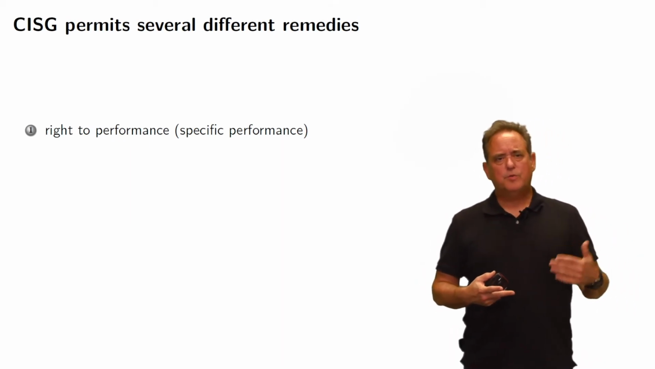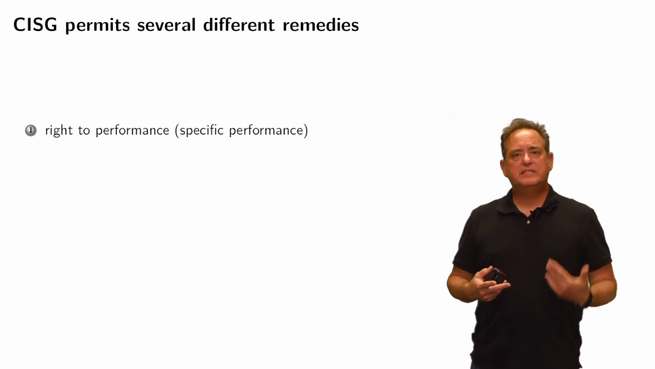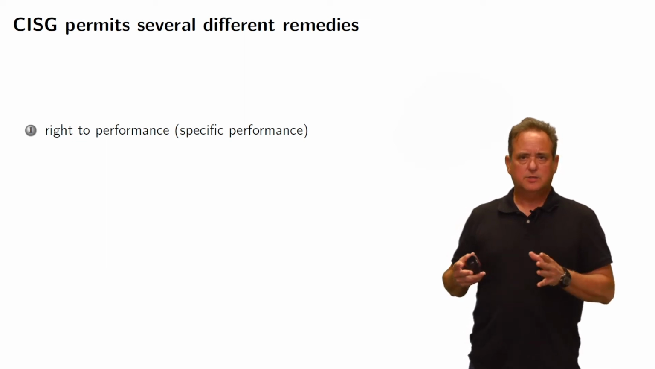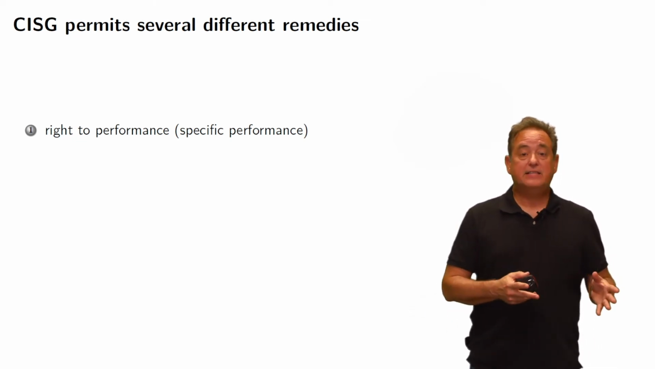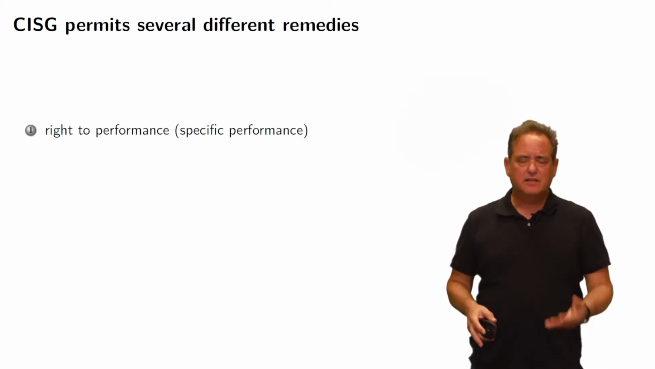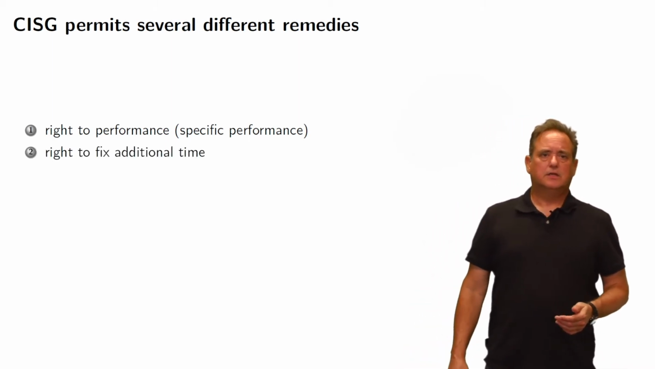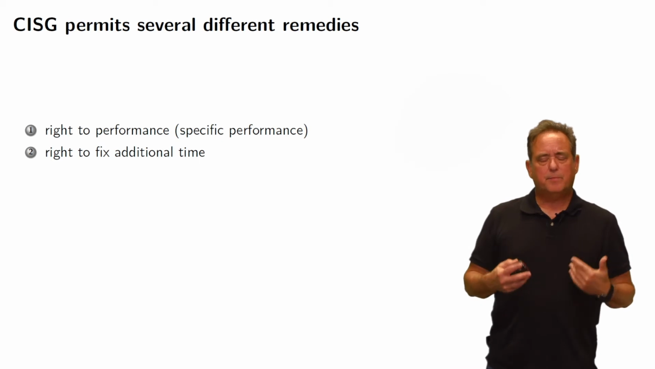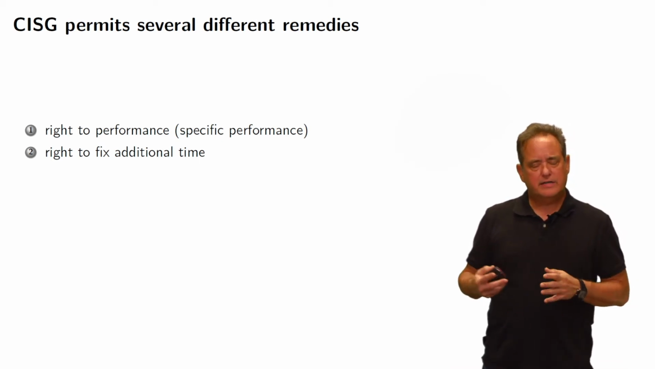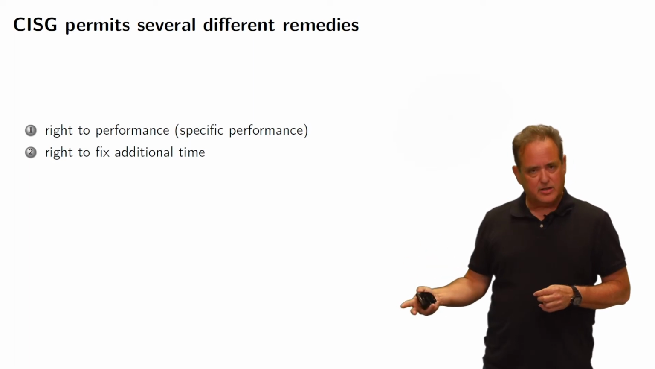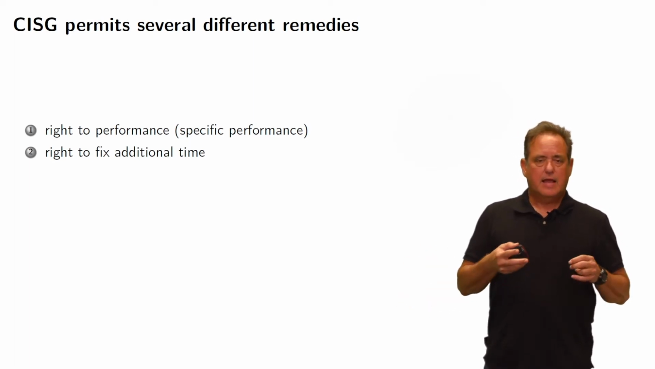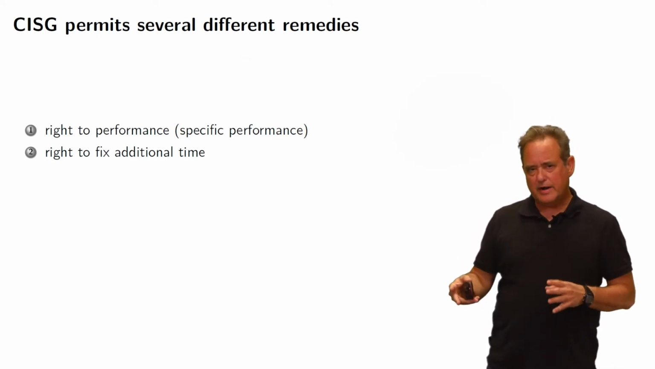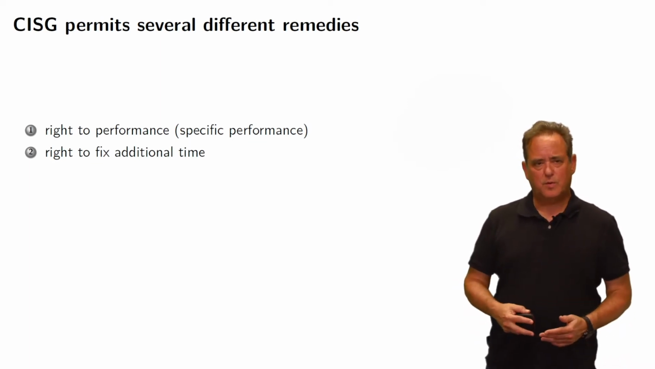The first remedy would be a right to performance, specific performance. And in the case of a sales contract, specific performance would mean making the seller sell you the goods, making the seller deliver the goods called for in the contract. There is a right to fix additional time. The seller and the buyer can agree on additional time in which the seller can deliver the goods, and the contract will stay in existence. The contract permits the parties to provide additional time for performance.